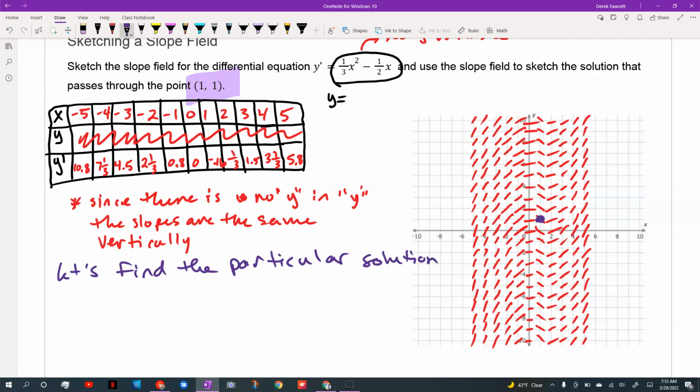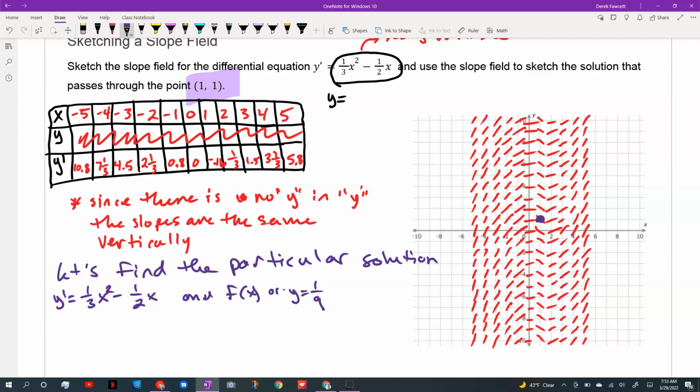Right? So, first of all, we know that our derivative is 1/3 x squared minus 1/2 x. And when we integrate that, since it's one that we can integrate, that's where we can find the exact solution. Otherwise, we wouldn't be able to. We could kind of get what the graph looks like. We know that f of x, or y, that's the original function.